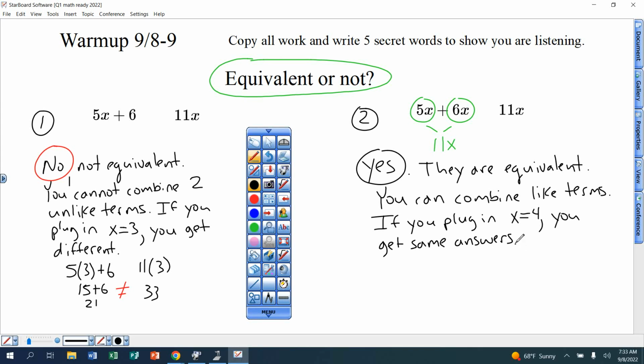So again, if I was to plug in 5 times 4, and again, I need you to show this and write this for full credit, 6 times 4, that would give me 20 plus 24 gives me 44. If I was to plug in 11 and then times that 4, you can see I get that same 44. So that proves these are equivalent. Even though 5x plus 6x looks different, they are equivalent to 11x. All right, let's keep going. Those are the first two.